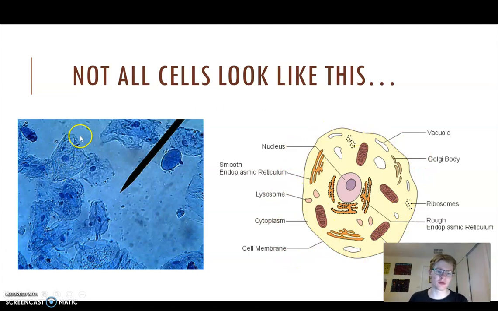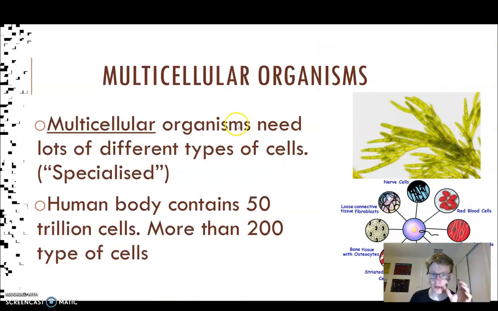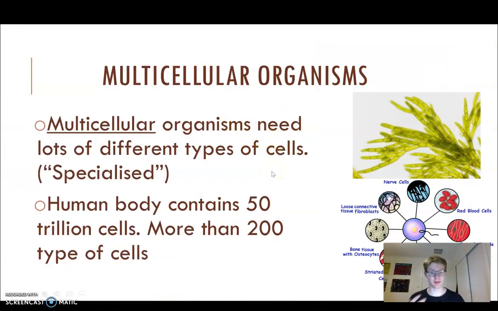Not all cells are little blobs with big nuclei in the middle. And that's what we're looking at today: the different types of cells. In a multicellular organism like ourselves, you need lots of different specialized cells. In the human body, we have 50 trillion cells, and there are more than 200 different types of cells in our body. We're going to learn just a few.